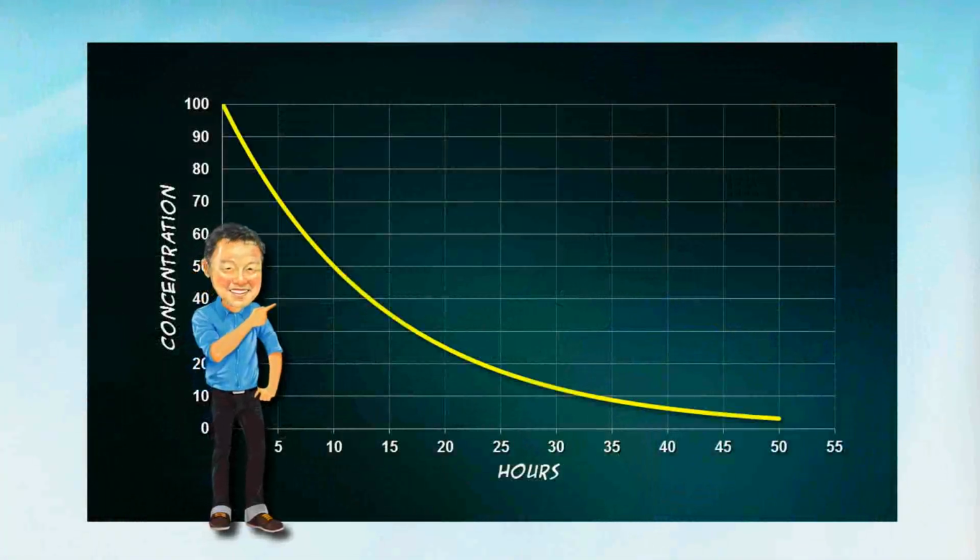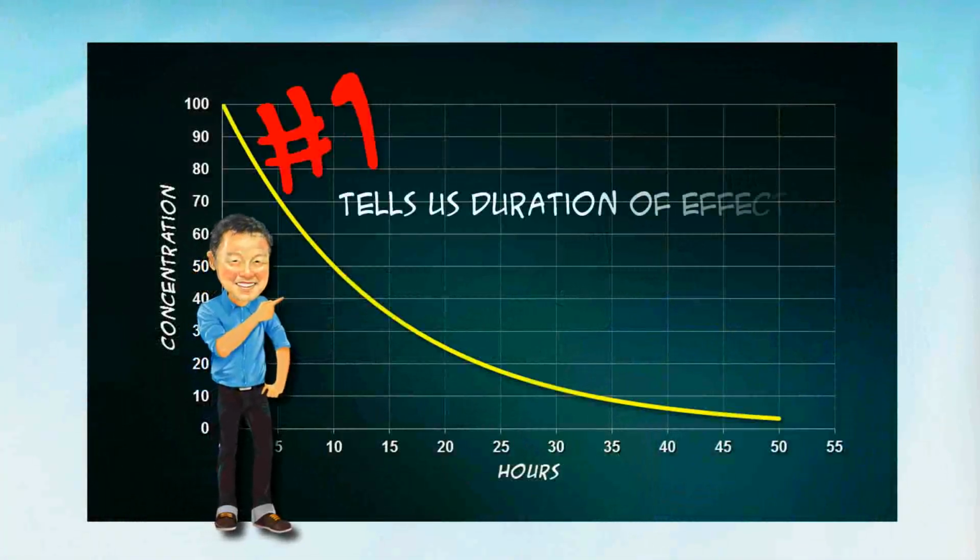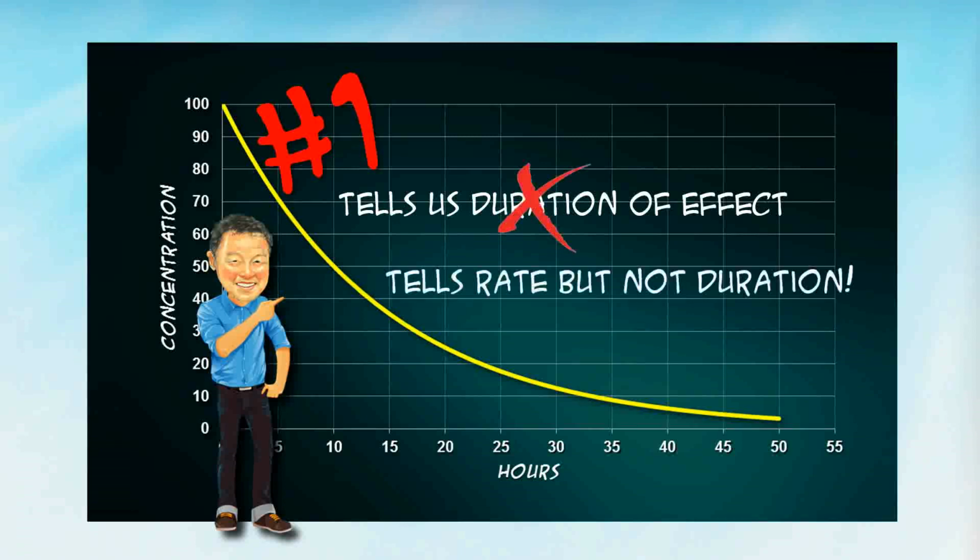Point number 1. When asked about the half-life, many people would say, well, it tells you about the duration of drug effect. This is actually not correct. It tells you about the rate of decline of concentrations, but not the duration of effect. Imagine a car. Knowing the speed of the car does not tell you the duration of the journey unless you have information about the origin and the destination.